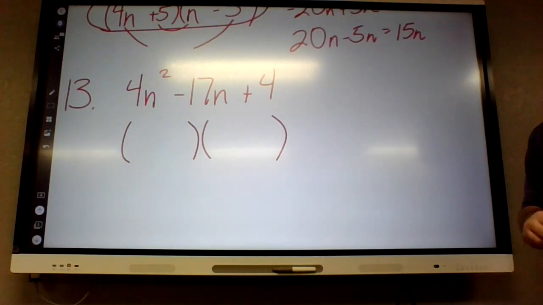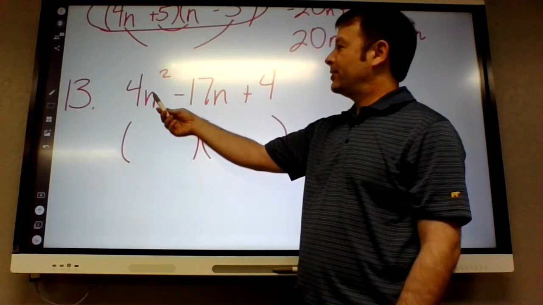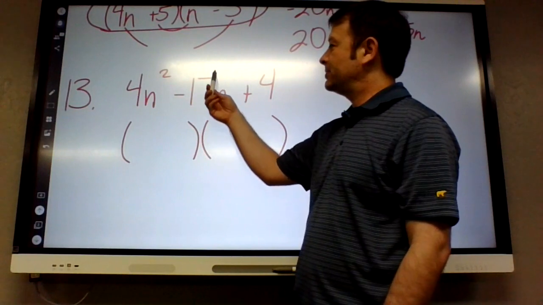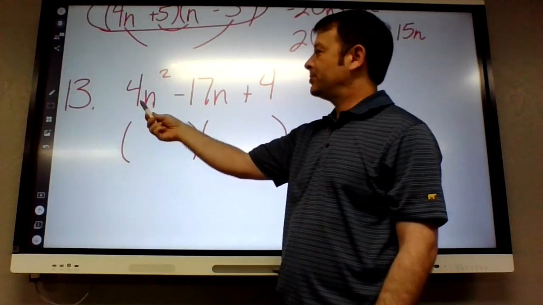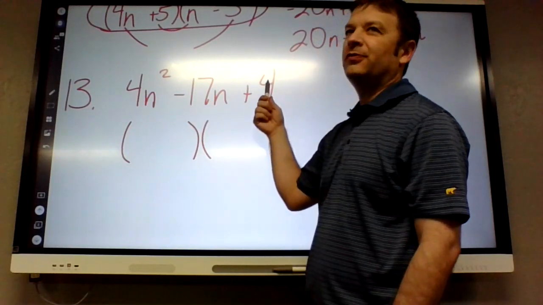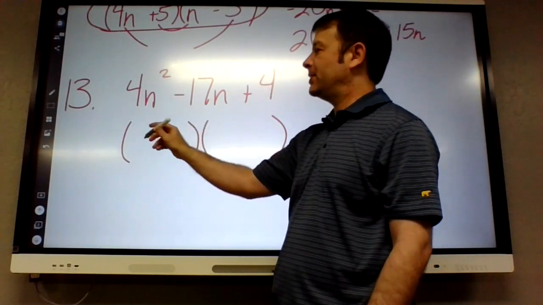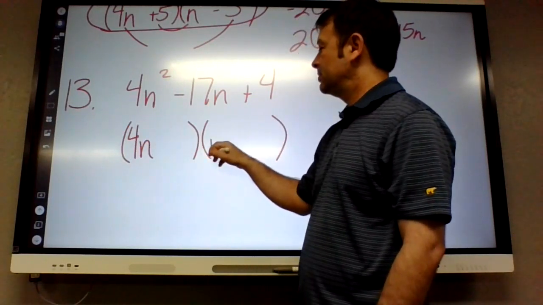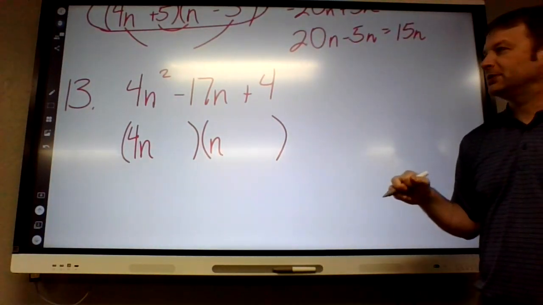13, same deal. Well, since the last one was 4n and 1n, I might guess 2n and 2n. However, I'm looking right here. I need to get 17. You know what multiplies really close to 17? 4 and 4. So instead of going 2n and 2n, let's try 4n and n. So I'm keeping my 4s is basically what I'm doing.